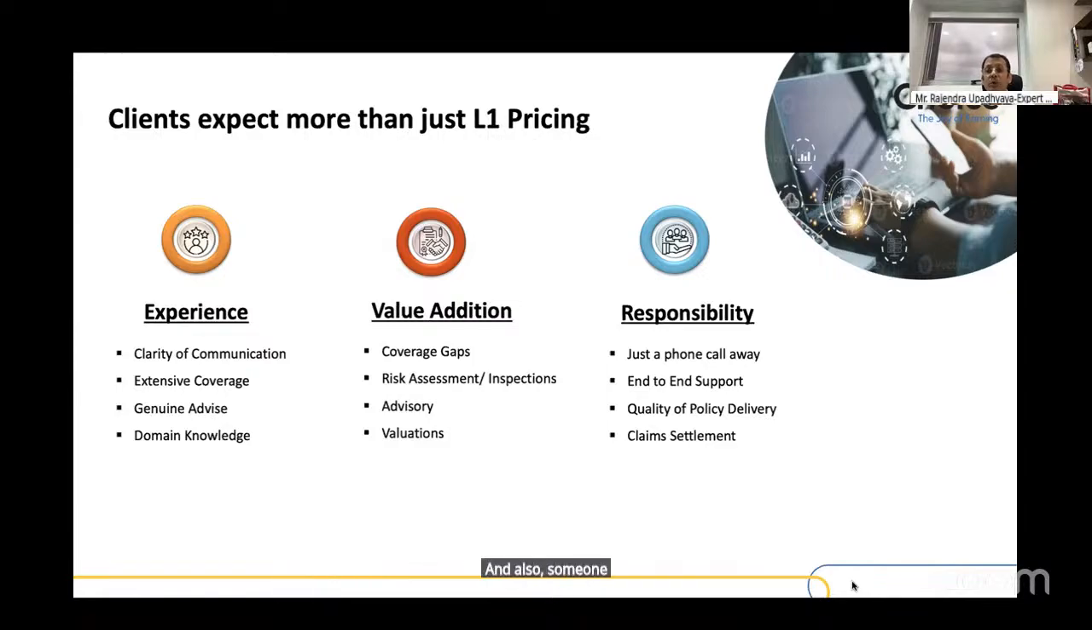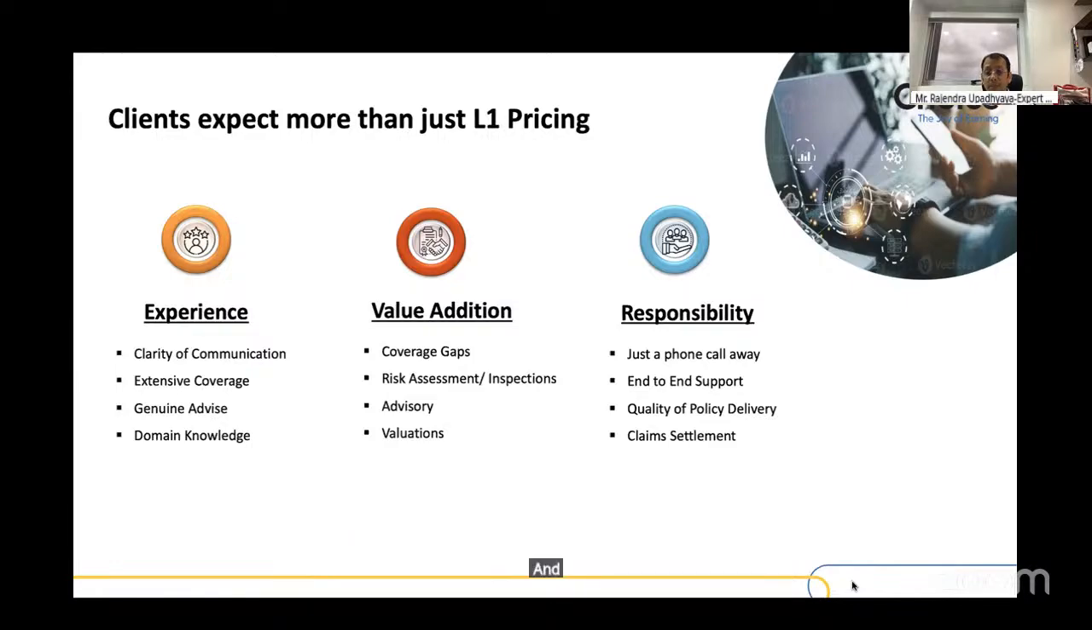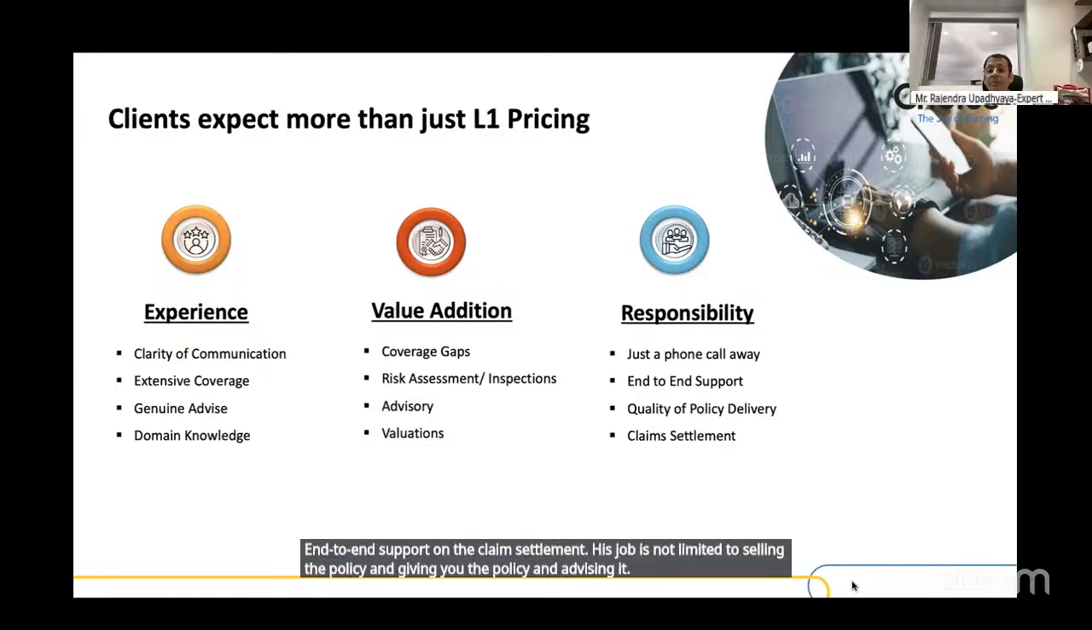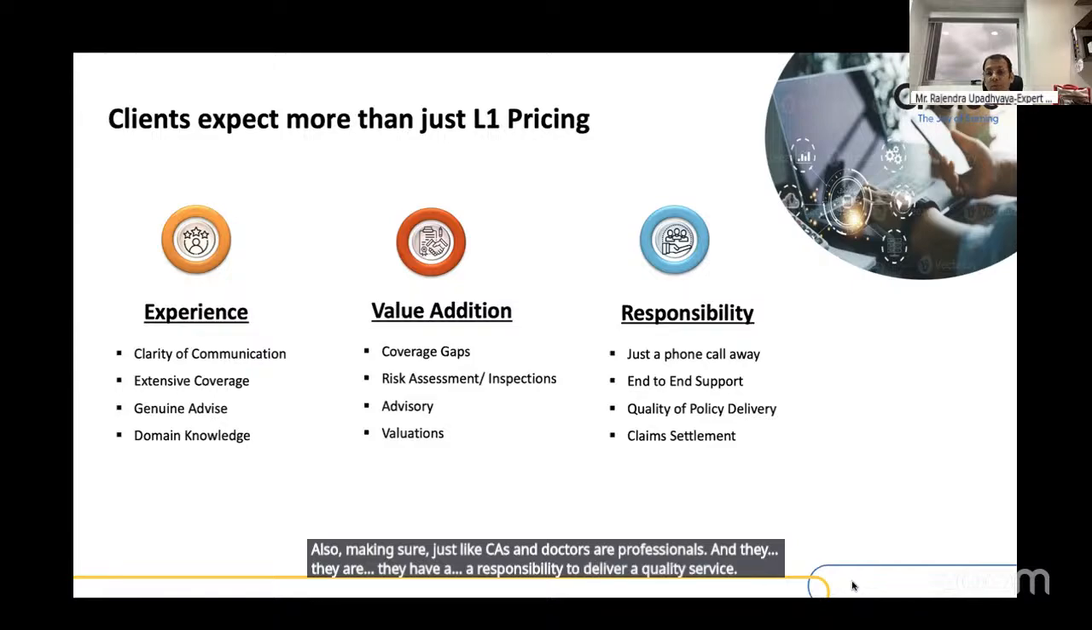And also someone who is responsible enough, who is always approachable, a phone call away, as a broker. And I'm not talking about only Choice. IRDA has ensured that the broker code of conduct is in place. So every broker in the industry is bound by the code of conduct, and the broker has to provide, as a duty, end-to-end support on the claim settlement. His job is not limited to selling the policy, giving you the policy and advising on it. It has to include the claim. Also, just like CAs and doctors are professionals with a responsibility to deliver quality service, the same applies to the insurance broker: any deficiency or miss in policy delivery is not permissible. We are making sure that all those things are there.